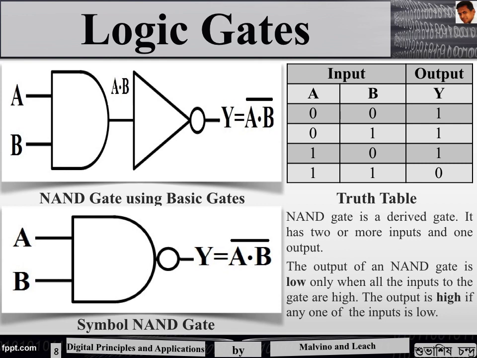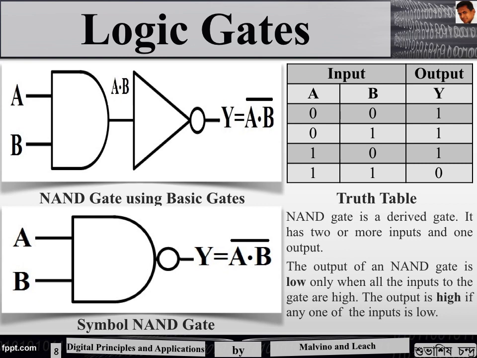So the output of a NAND gate is low only when all the inputs to the gate are high. The output is high if any one of the inputs is low. The symbol is basically an AND gate with a circle in front of it. The Boolean expression is the complement of A and B.